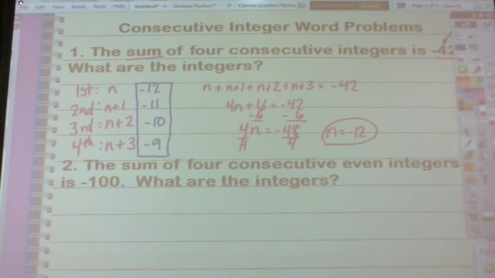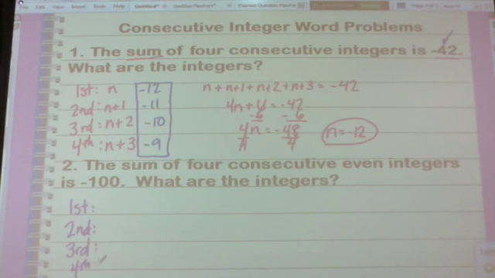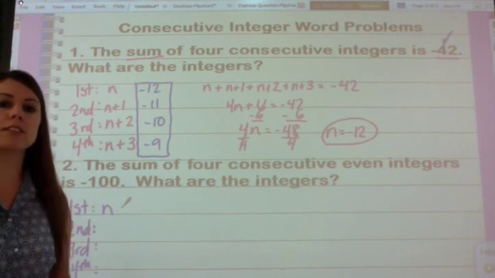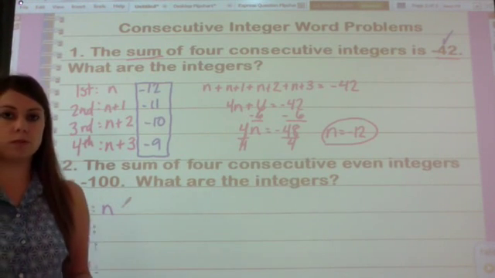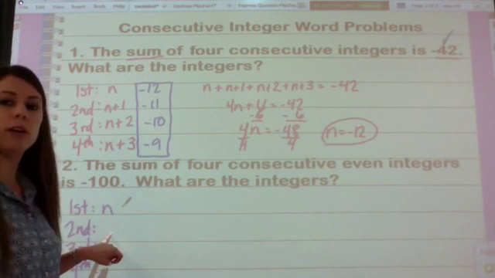Okay, so let's look at one that has an even or odd. Okay, so question 2. The sum of 4 consecutive even integers is negative 100. What are the 4 integers? So again, we're going to put first, second, third, and fourth. But since they're even, if I start with n, I'm going to have to skip over. Let's just say, to make math easy, if we start with 2, if it's an even number, how are we going to get to 4?